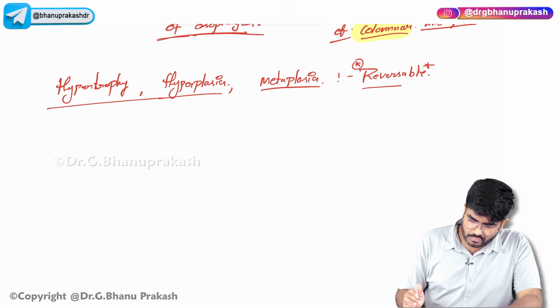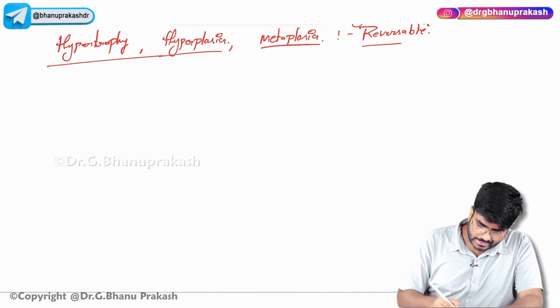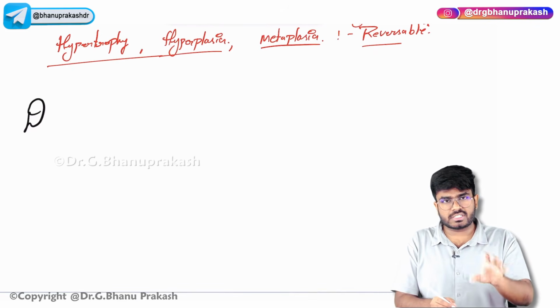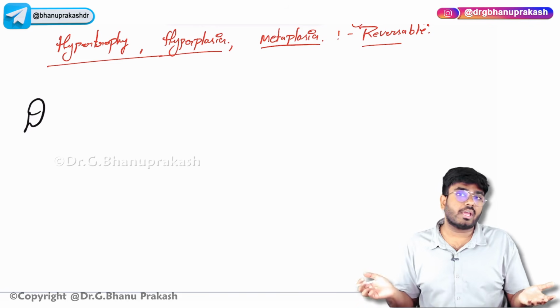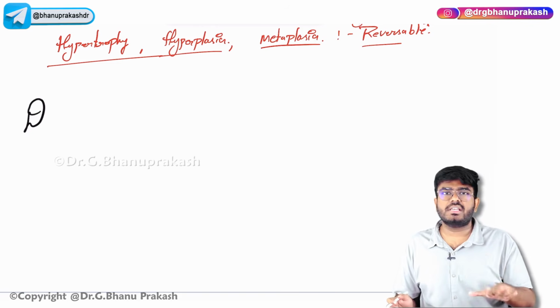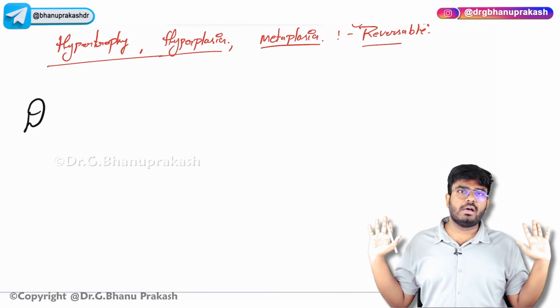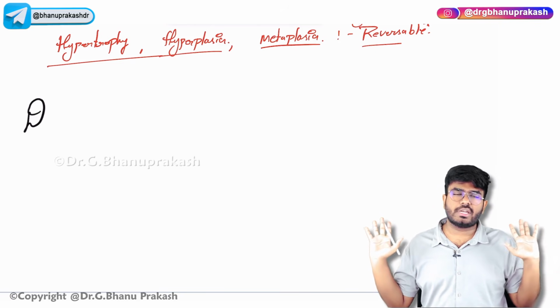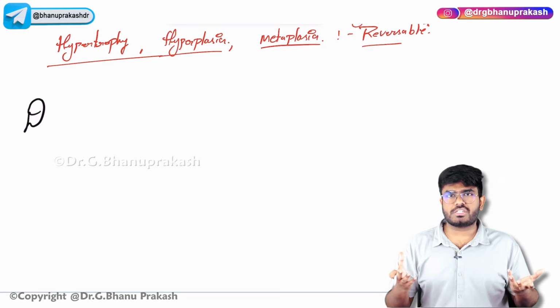Now, the last one which I want to discuss here is a bad guy. It's actually not a cellular adaptation. You are giving the stress, and hypertrophy, hyperplasia, metaplasia happen. If you are giving continuous stress, there comes a point where the cells say, I am done, sir. I don't want to do any function at all. So there is total disorganization.